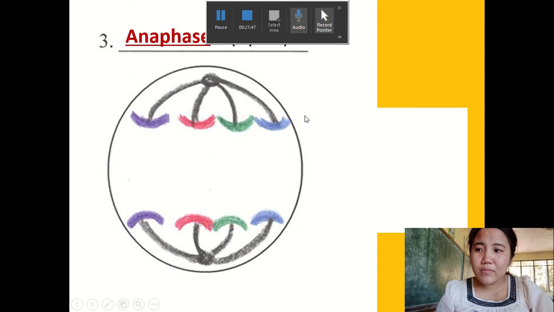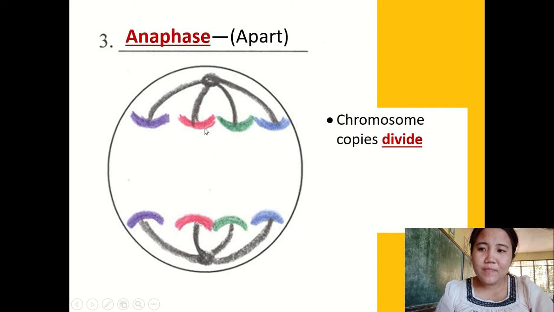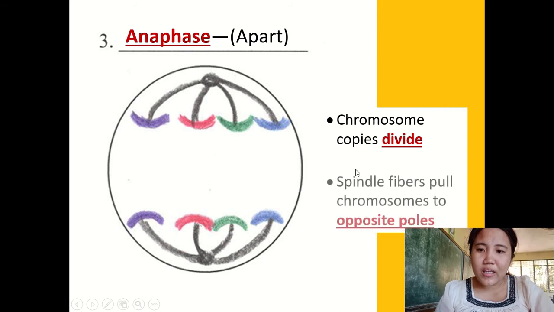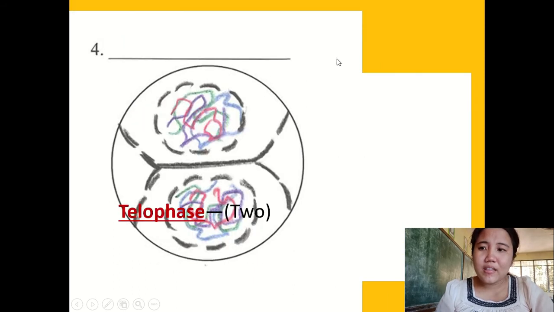The next stage will be the anaphase. So the anaphase, which means apart. So what is happening in anaphase? The chromosome copies divide. So they divide, and they are actually pulled by the spindle fiber. Spindle fibers pull chromosomes to opposite poles. So the chromosomes which are attached in here are pulled to one of those poles. And this stage is called anaphase.